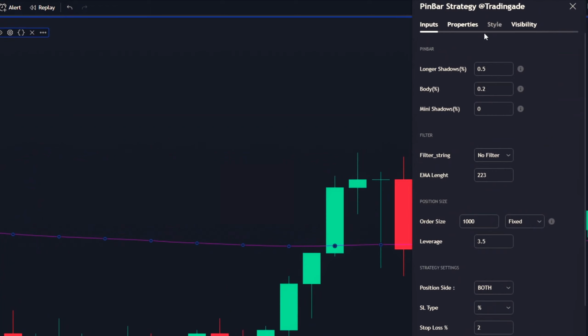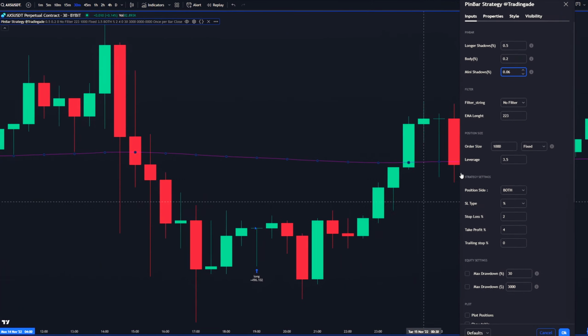You can test it with different parameters to find better settings to detect a pin bar candlestick pattern. In order to find more entry signals, I usually use it from 0.02 to 0.06 or 0.1. Anyway, you should always test with different parameters.